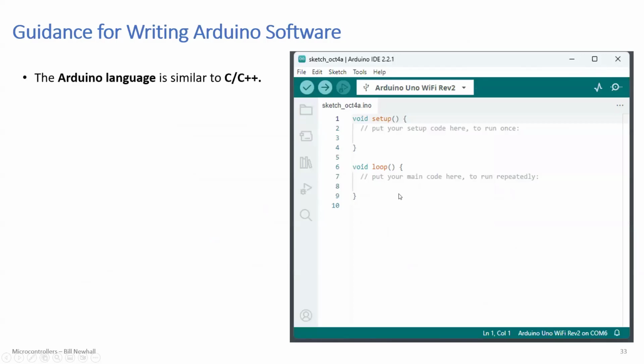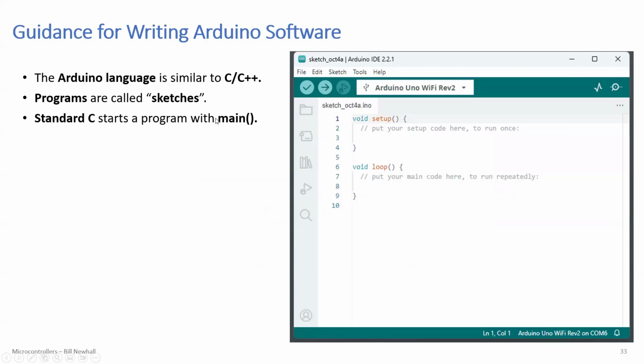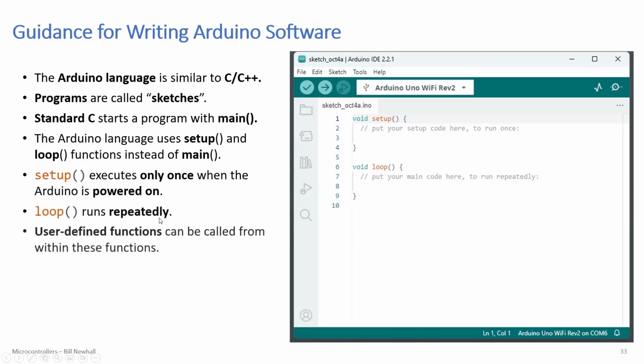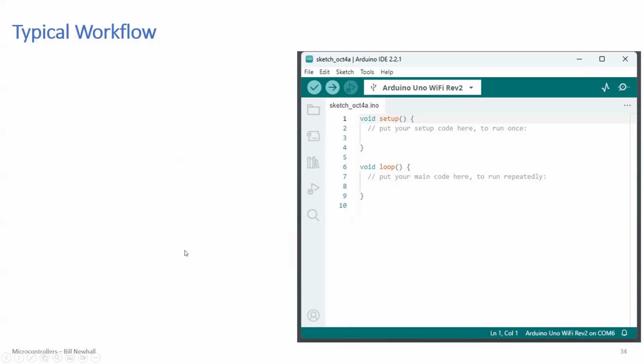So just to remind you, general guidance for writing Arduino software. I wanted to point out, you'll hear these programs called sketches. I still call them programs. I rarely call them sketches, but they're called sketches. Makes it seem simpler. You won't see the main function. If you've ever done C programming, you're going to see the setup and the loop functions instead of main. Setup runs once, loop runs repeatedly. This is just review as we go along. You can call user-defined functions, right?